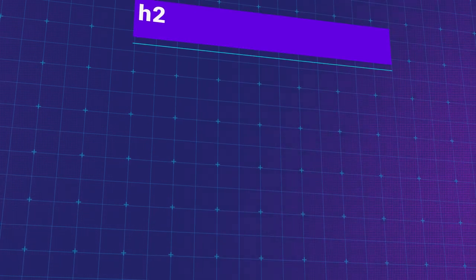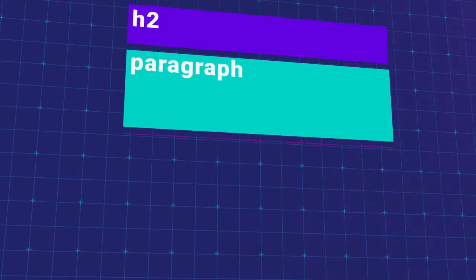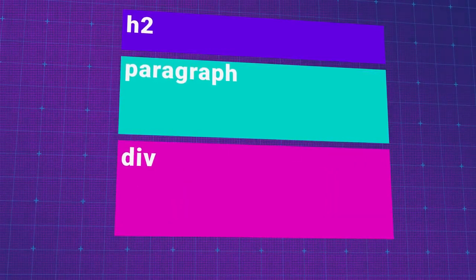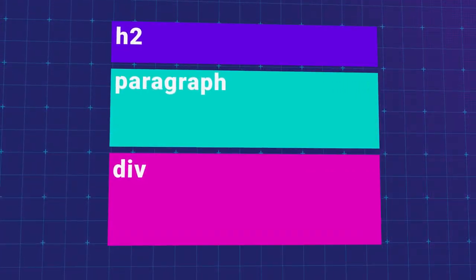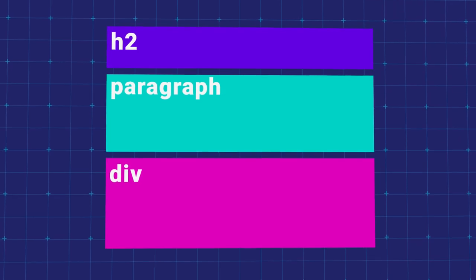In the normal flow, by default, most elements on a page are either block or inline elements. Block elements will take up 100% of the available width and will be added in the block direction, which is vertically, one under the other. Some examples of block elements are H tags for headlines, P tags for paragraphs, and div elements.